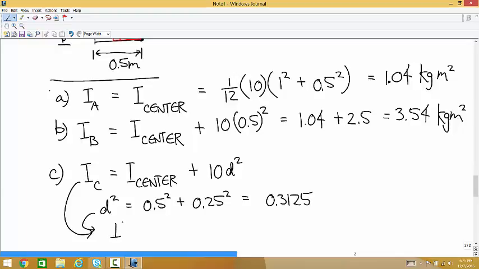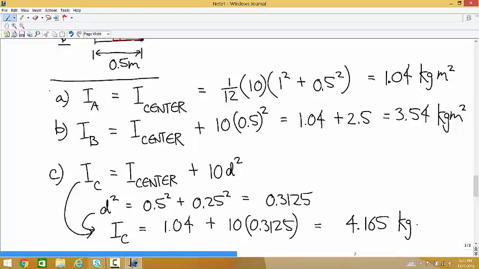And so the moment of inertia about C is 1.04 plus 10 times 0.3125. And so that's 4.165 kilogram meter squared. Any questions about those?